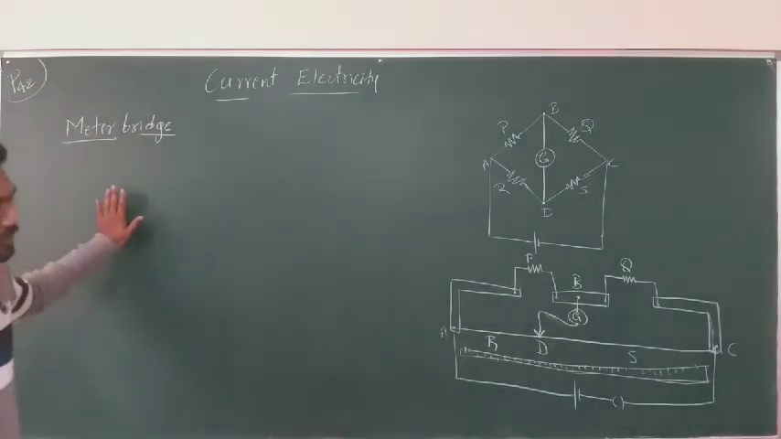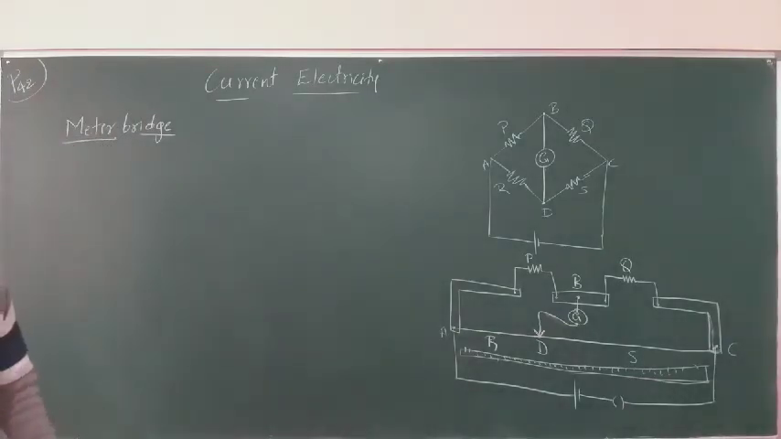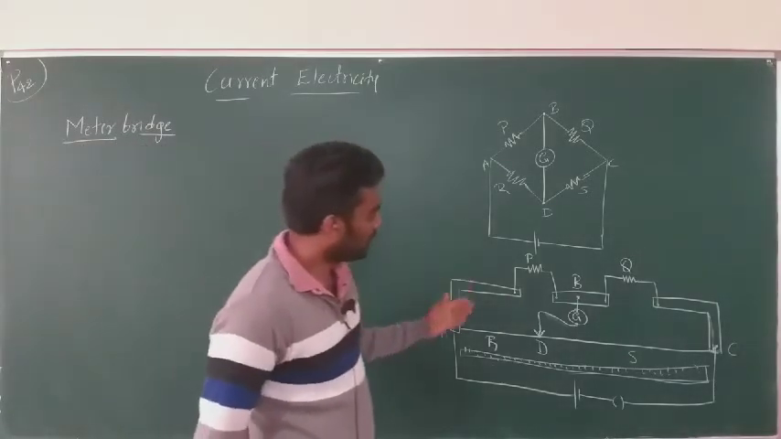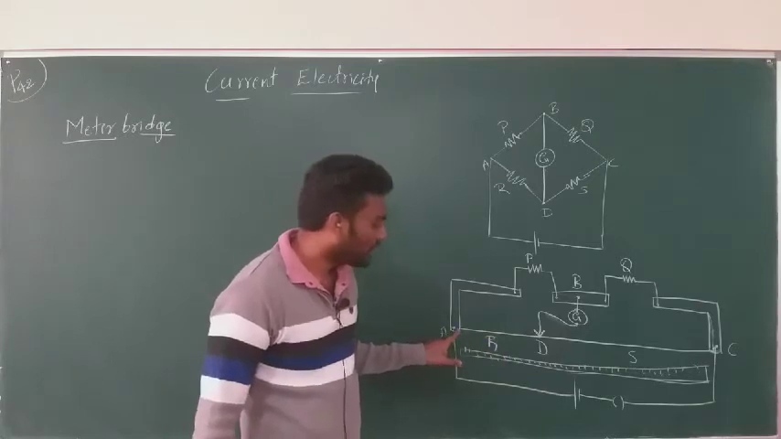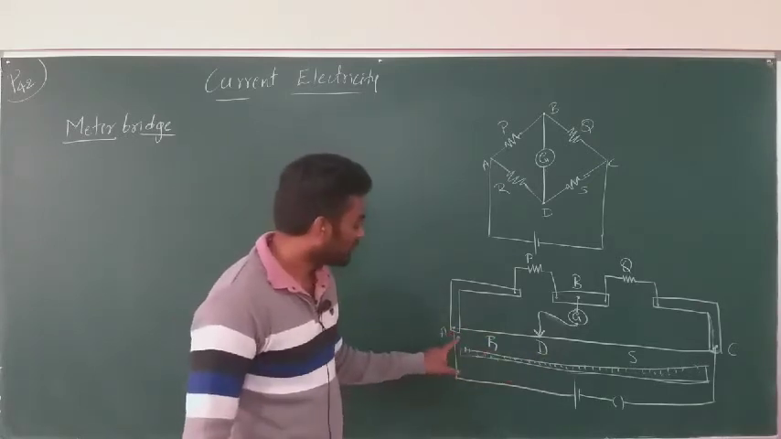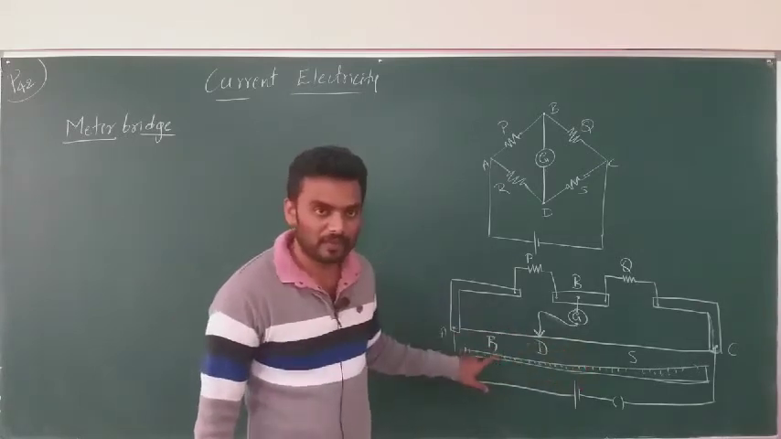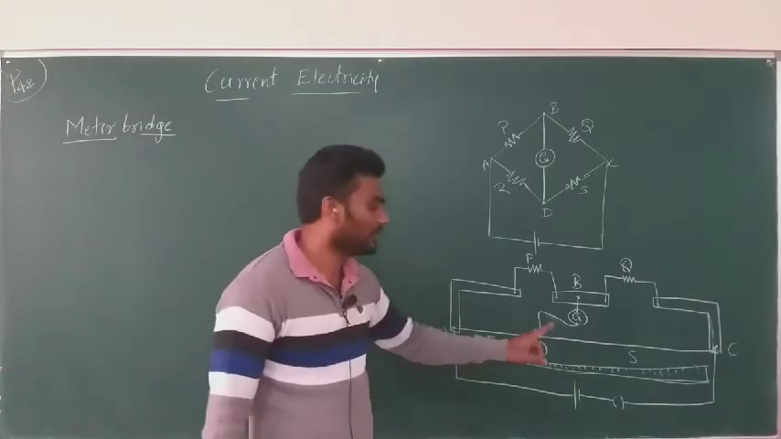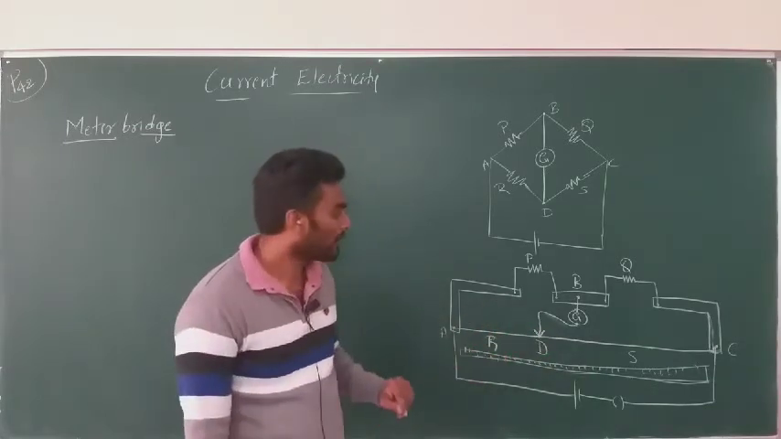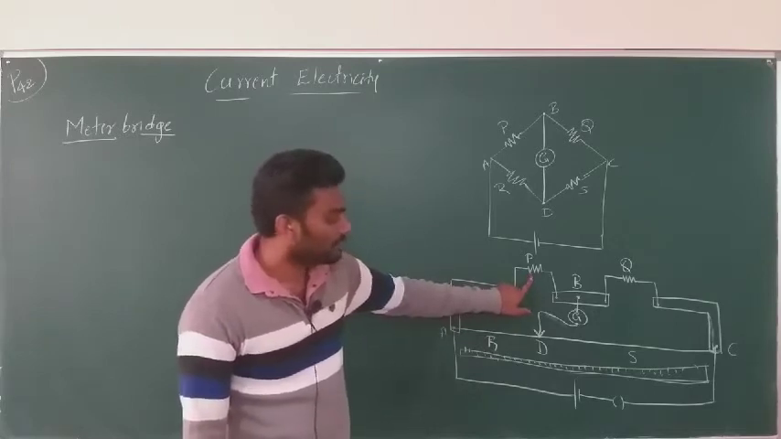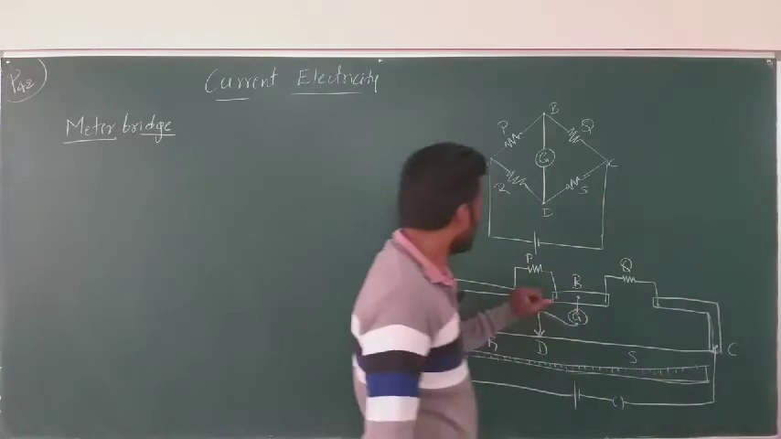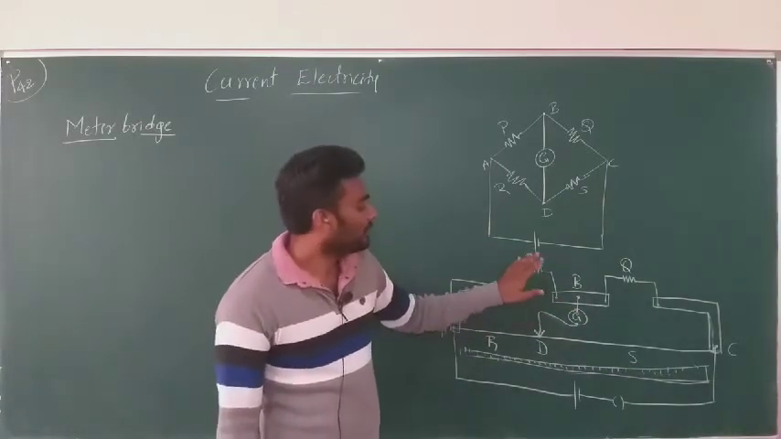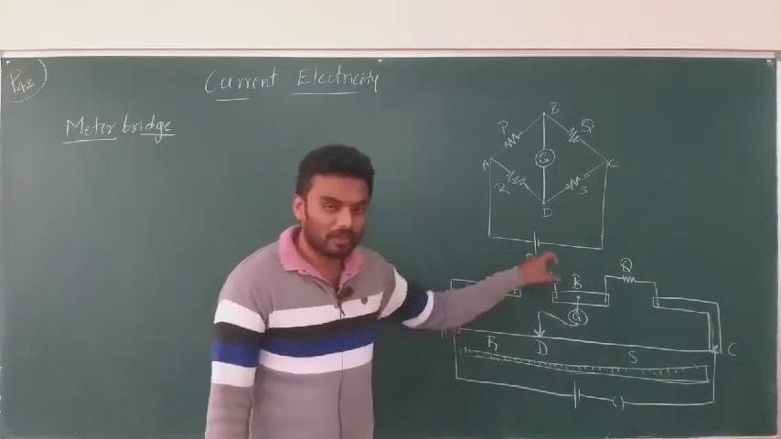So, what is a meter bridge basically? A meter bridge is the practical form of Wheatstone's network with a 1 meter wire connected between the terminals A and C as shown in the figure, and P is the wire of unknown resistance.